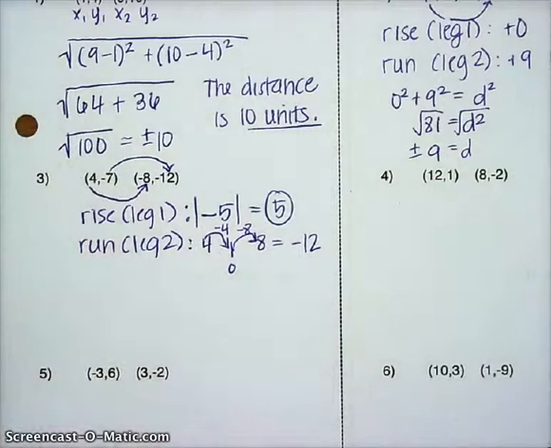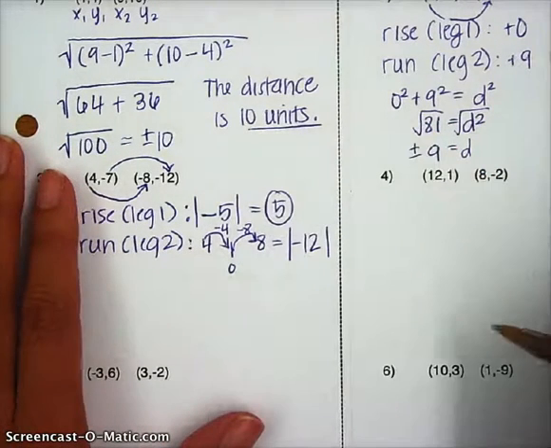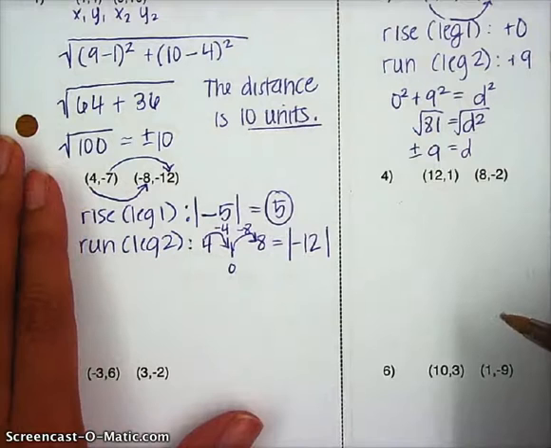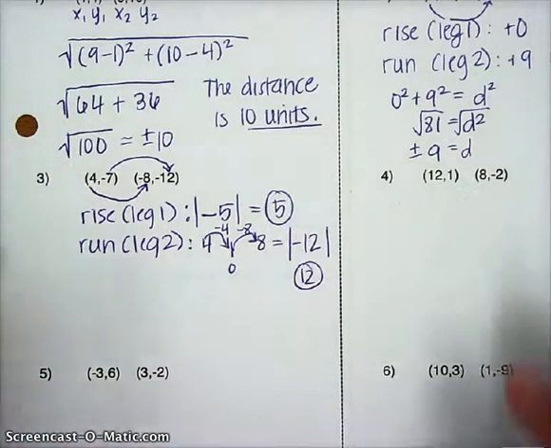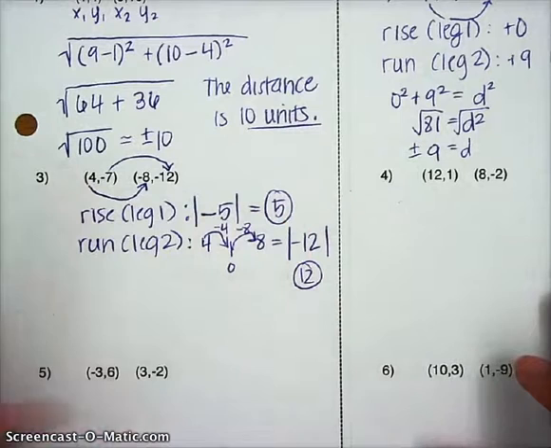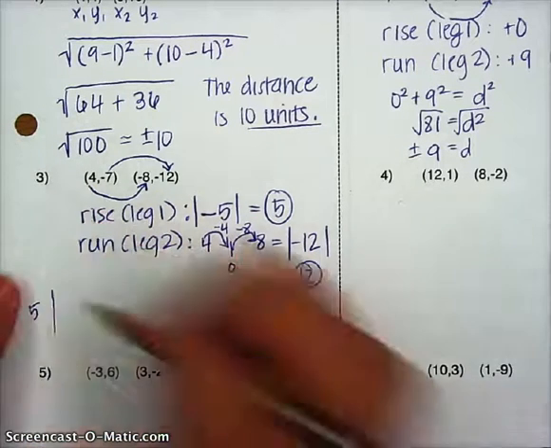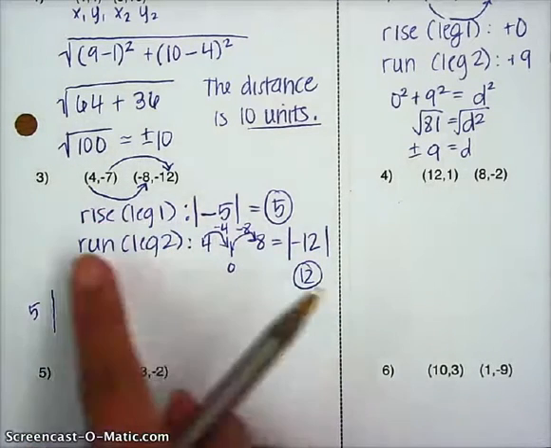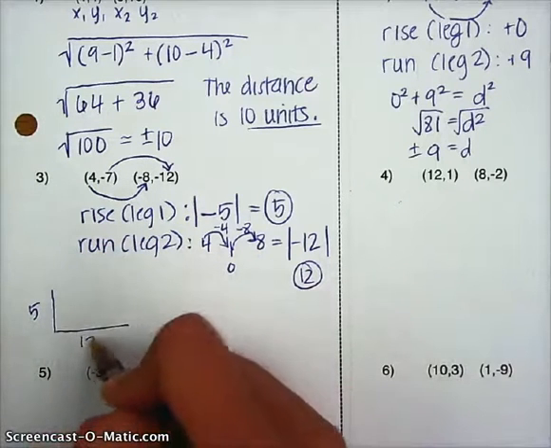Can my distance be negative though? No. So I'm going to take the absolute value. So how far is -12 from 0? 12. So I'm going to say the distance is 12. Now look what I have here. My rise is 5. So just to give myself a visual, I'm going to show a rise of 5. Then I have a run of 12. So I'm going to show a run of 12.